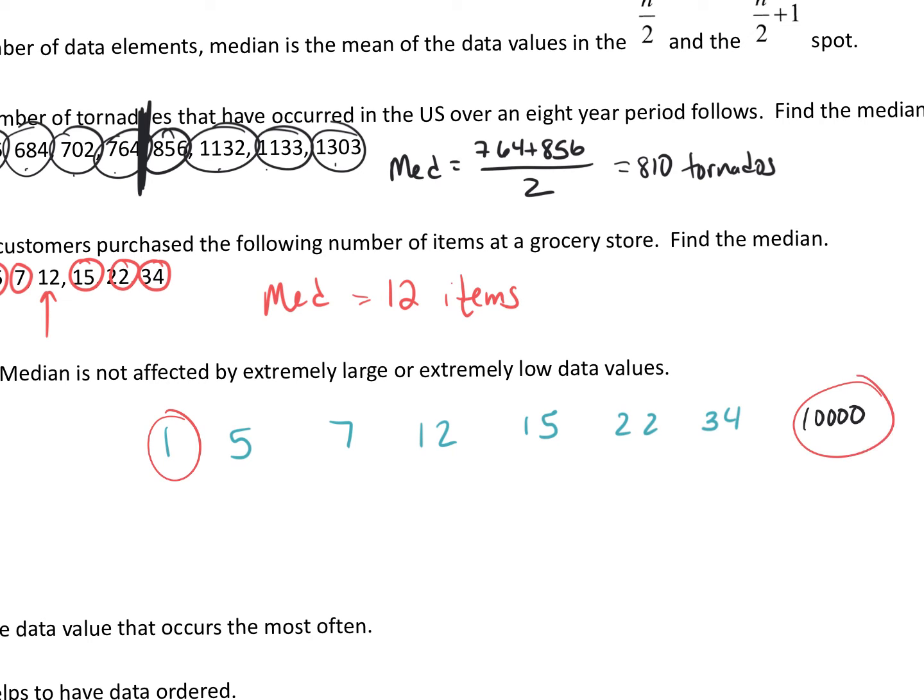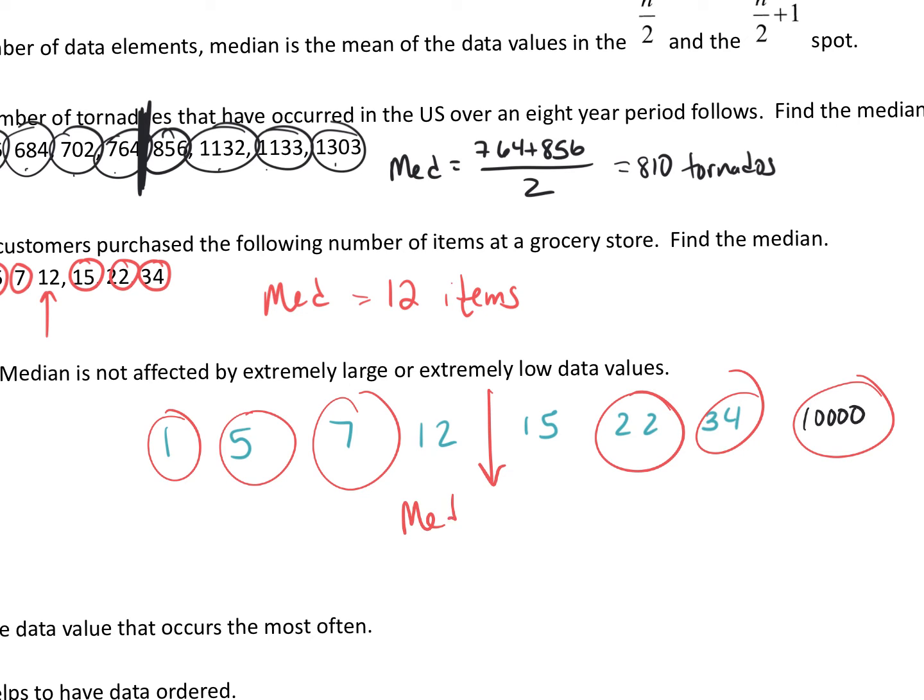If I count in equally, I have these 2 in the middle, so I'm really just finding for the median the average of 12 and 15, their mean. So that is going to be 13.5 items. So yeah, it went from 12 items to 13.5 items, but I added one that was 10,000. If I did this with the mean, it would increase exponentially. Well, the median changes a little, but not very much.